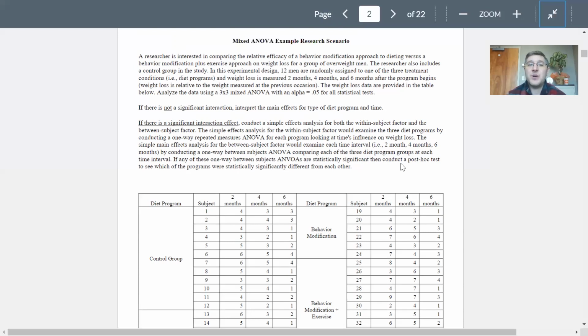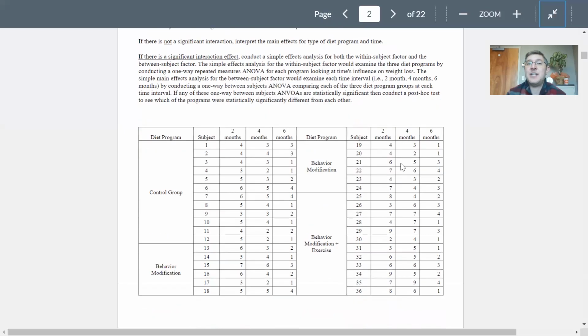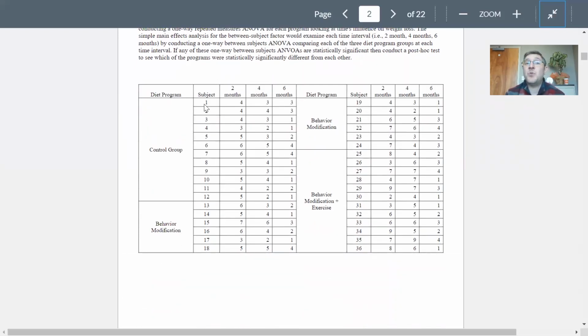So the data for this analysis is down here. We can see subject 1 was in the control group who didn't do any type of behavior modification or exercise program. And this was their weight loss at the end of 2 months, their weight loss at the end of 4 months, their weight loss at the end of 6 months. And the weight loss is relative to, so between 4 and 6 months, they lost an additional 3 pounds. You can see the control group had 12 subjects. The behavior modification group here had 12 subjects, and the behavior modification and exercise group had 12 subjects.